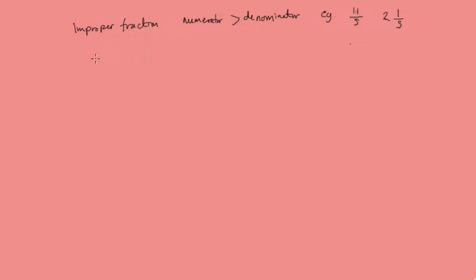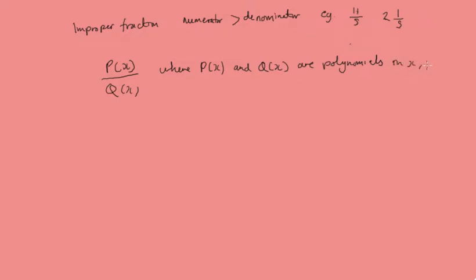We can also have improper algebraic fractions. So an improper algebraic fraction is one where we have some function p of x over another function q of x, where p of x and q of x are polynomials in x, and the degree of p of x is greater than or equal to the degree of q of x.